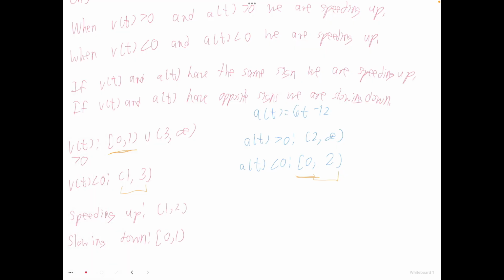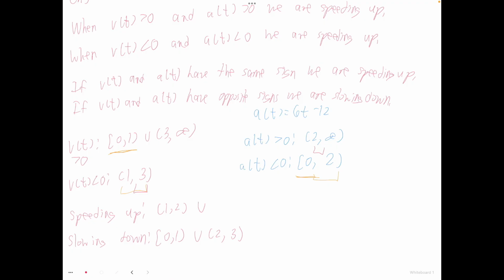Now from 2 to 3, we're once again in velocity's realm of negative, but acceleration is positive from 2 on. And so we're going to be having opposite signs. So from 2 to 3, we're going to be slowing down because velocity is negative, acceleration is positive.